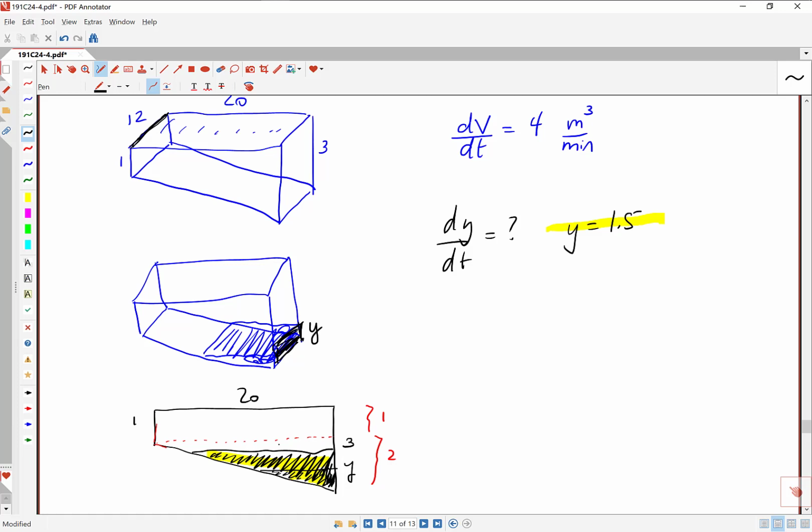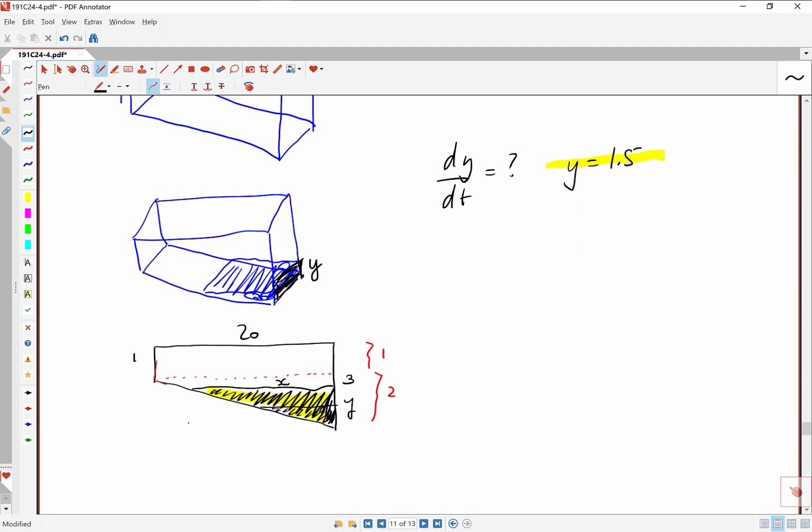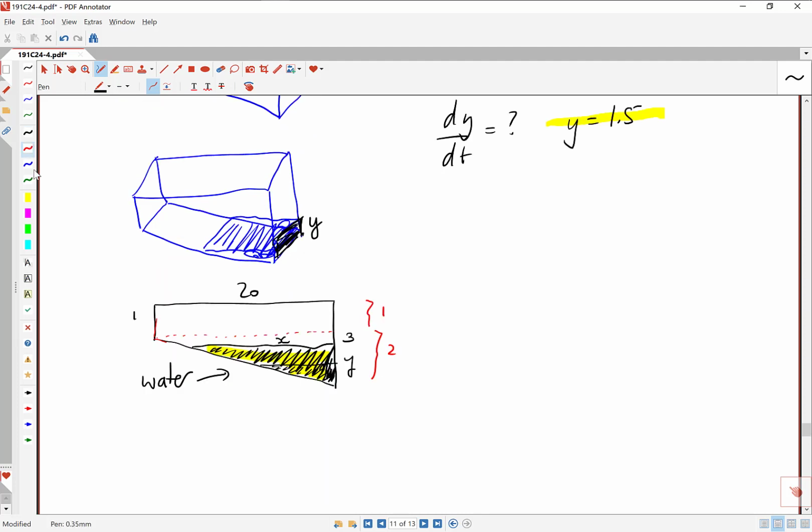So let's actually introduce two variables. We'll call x and y the side lengths of the triangular cross section for how much water we've actually got in the pool. And I'll label this here water, just so we are clear what we're looking at in this cross section. So based on that, I bet we can write down a formula for volume. What we want is a formula that relates the volume of water in the swimming pool to our different variables like x and y.